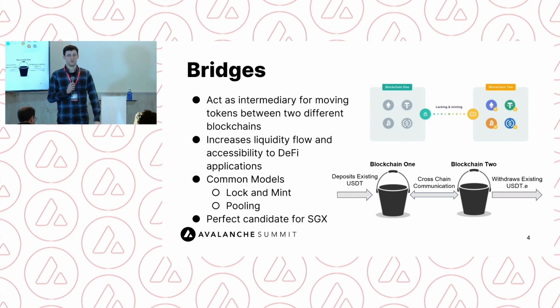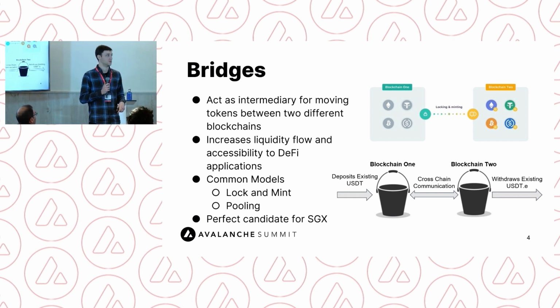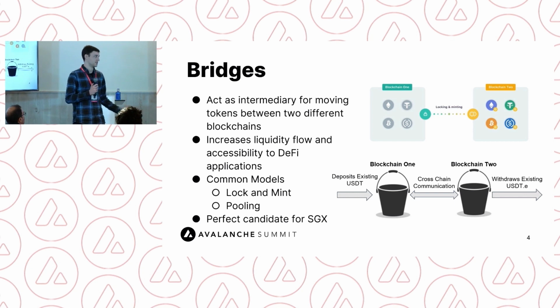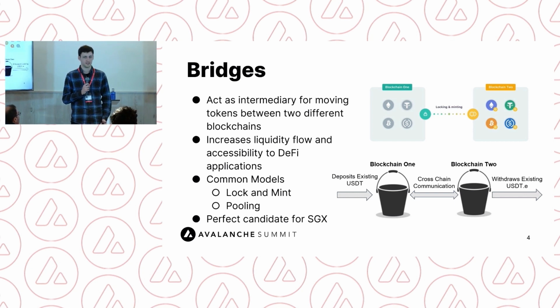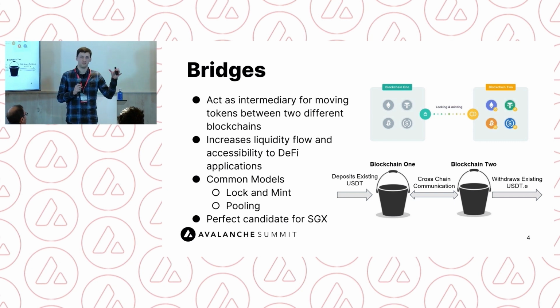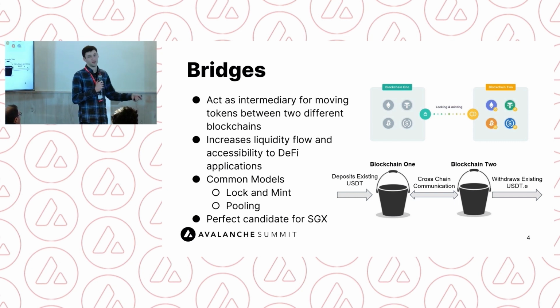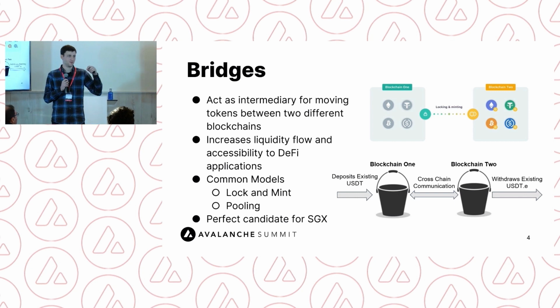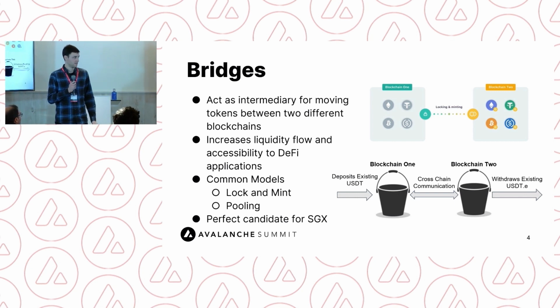So just a quick background on what bridges are. I'm assuming most of you here in the room know this already, but bridges act as an intermediary for moving between two different blockchains. They're necessary to increase liquidity flow and access to DeFi applications. So if you have your link on Ethereum and you want to leverage it and stake it in Penguin, obviously you're not able to do so directly because Penguin lives on the Avalanche network and is totally independent of Ethereum. But with bridges, you're able to move your link over to the Avalanche network and then use it in all of the applications there. So there are two common models for bridges.